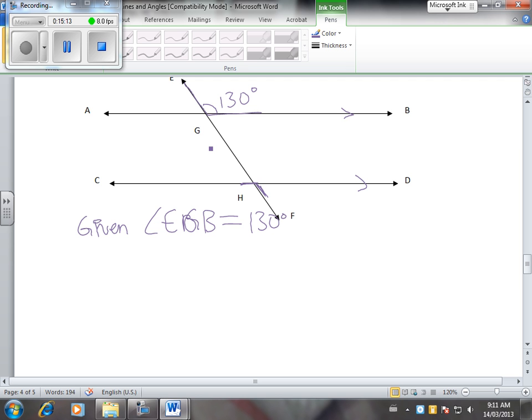So if we know that angle EGB equals 130 degrees, what else do we know? What other angle equals that?